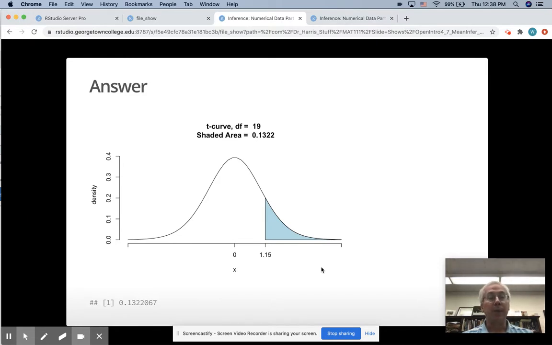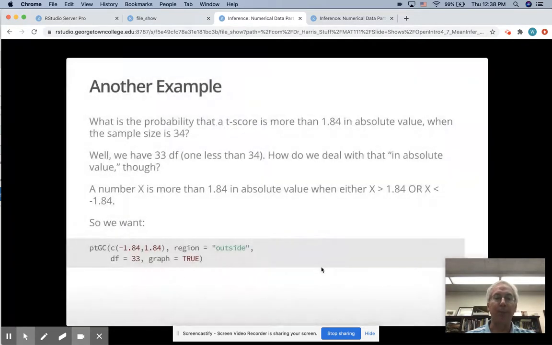So again, PTGC is going to be one of our new commands that we're introducing in this chapter. It's going to calculate areas under curves when we've got t-distributions. And so it'll help us with p-values, probabilities, and so on.